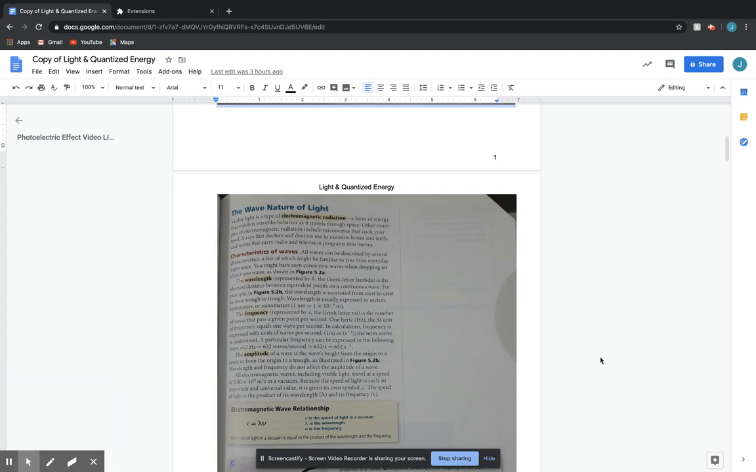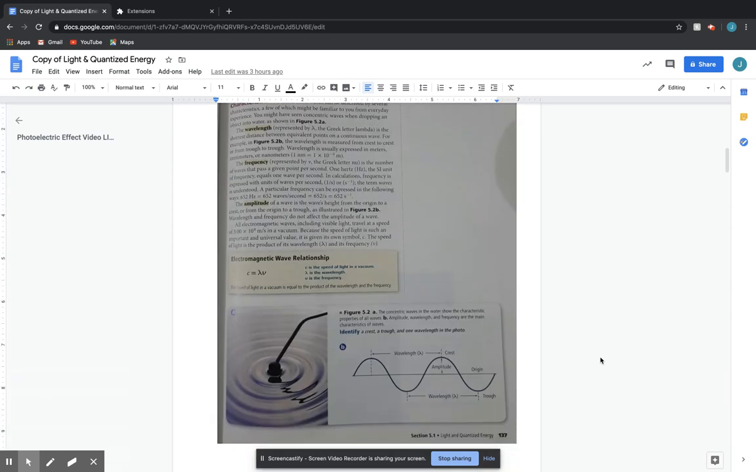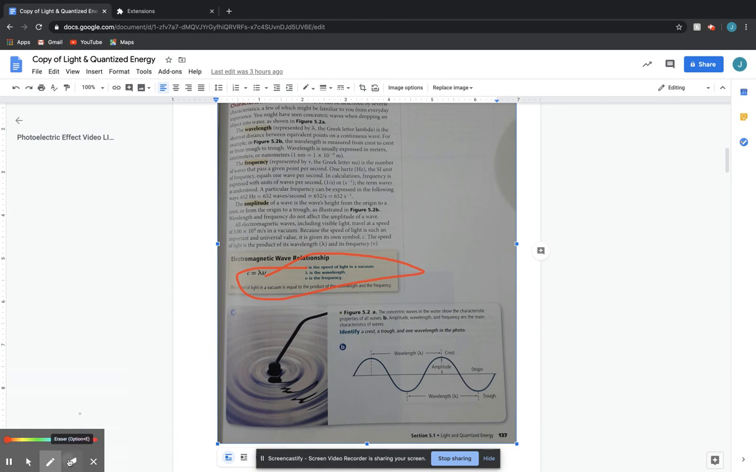All electromagnetic waves, including visible light, travel at a speed of 3.0 times 10 to the 8th meters per second in a vacuum. Because the speed of light is such an important and universal value, it is given its own symbol, c. The speed of light is the product of its wavelength and its frequency. And the electromagnetic wave relationship is expressed in this graphic right here. So here is where you can learn about all of that in the relationship between electromagnetic waves.